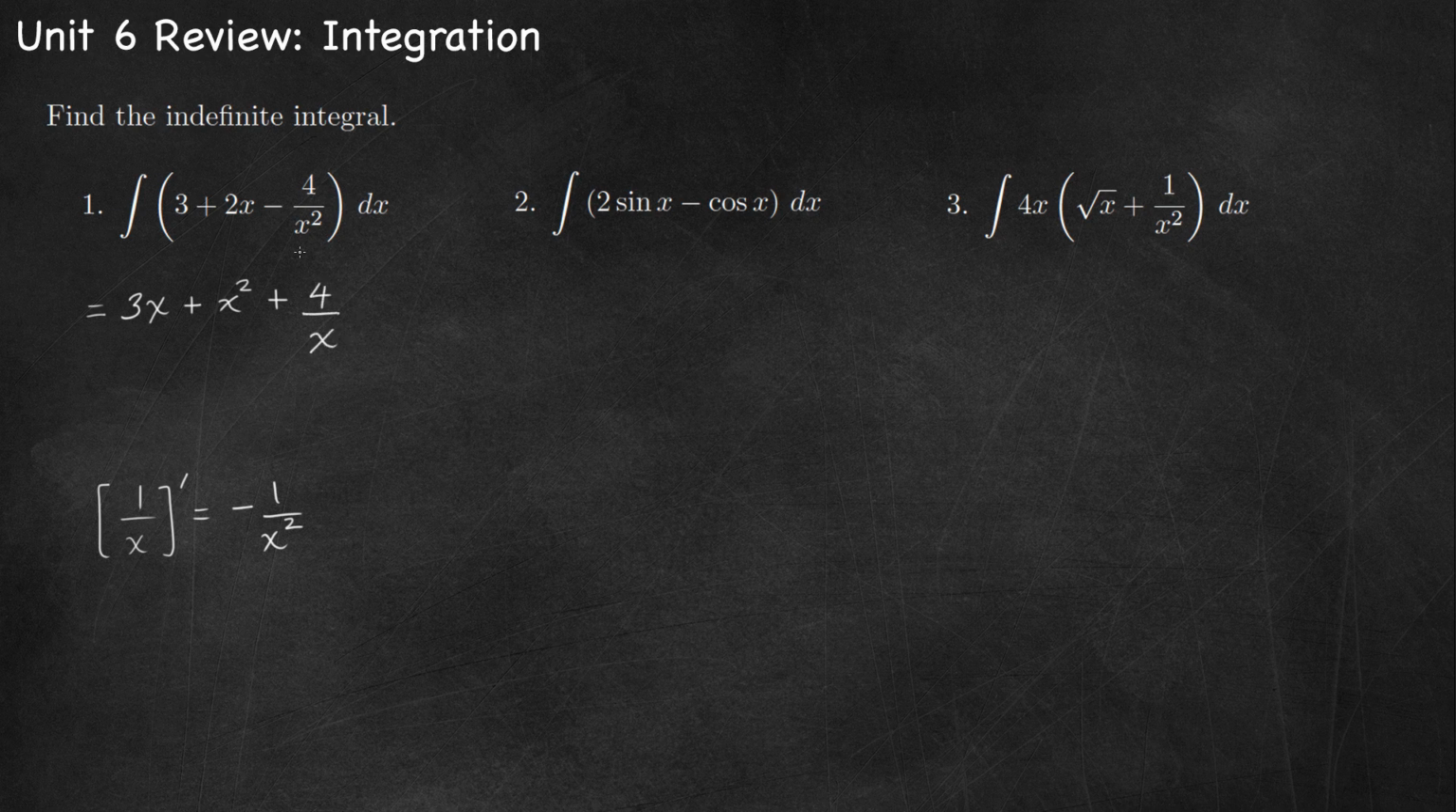Now, if you don't recognize that, or you haven't memorized that the derivative of 1 over x is negative 1 over x squared, then what I would recommend would be to rewrite this as 4x to the power negative 2, and then apply your power rule for integration. Okay, this is an indefinite integral, so at the end, we always need a constant term, plus c.